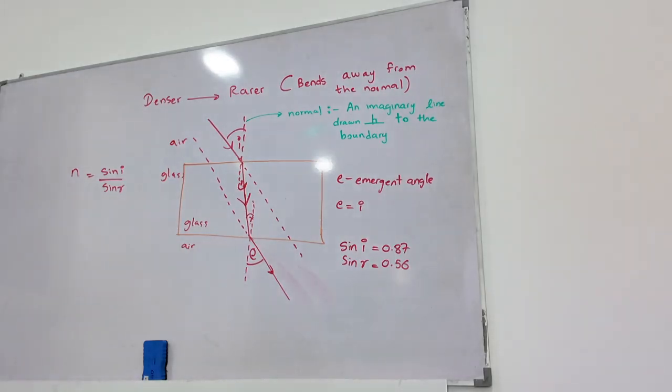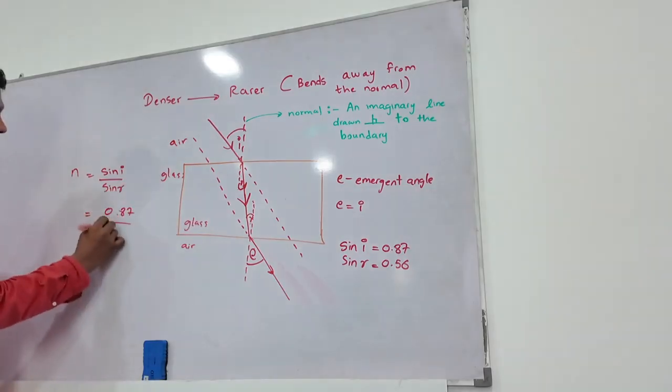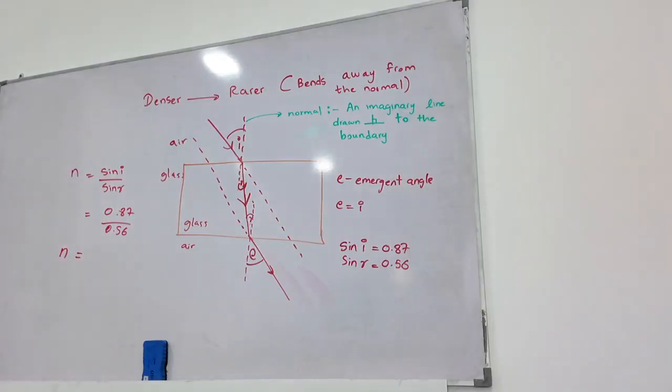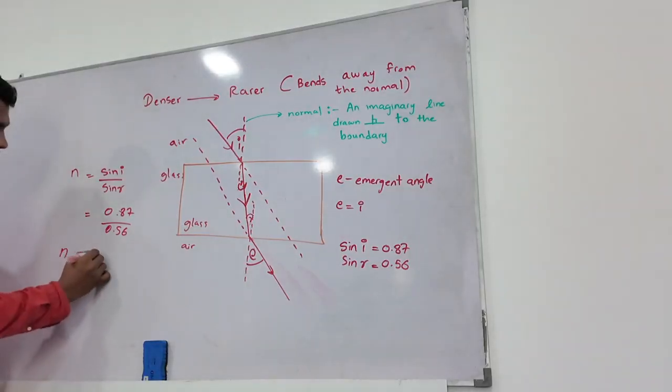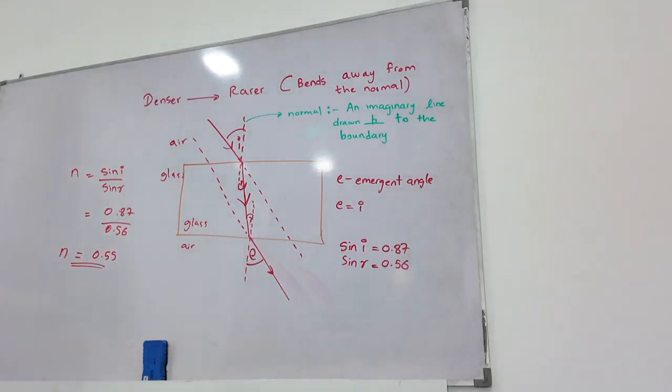Okay, right. Then finally calculate the refractive index. So basically look, 0.87 over 0.56. What's the answer? 0.55. That's the refractive index. Remember, refractive index does not have any units. Refractive index does not have any units.